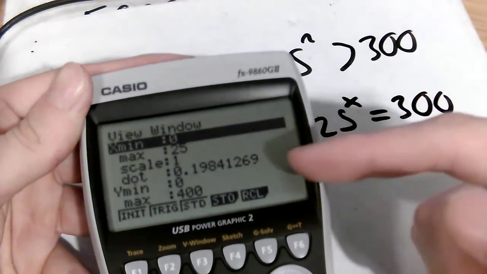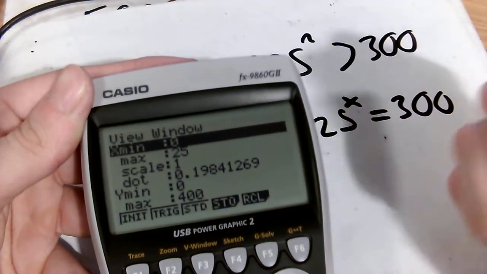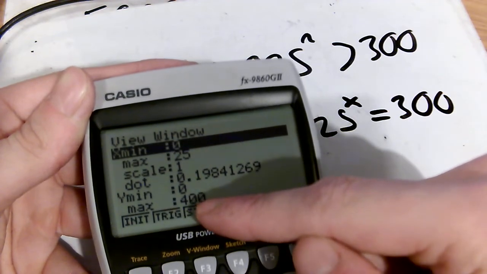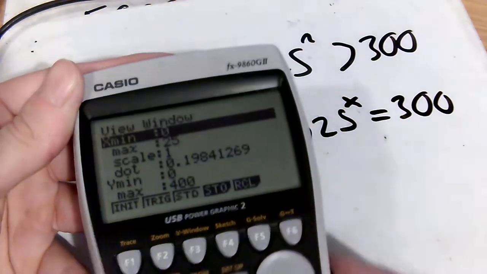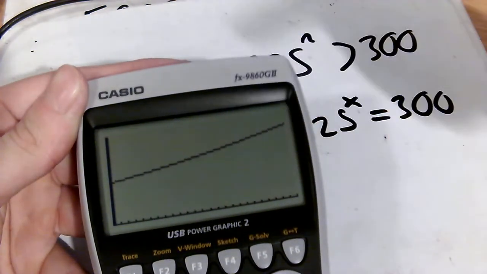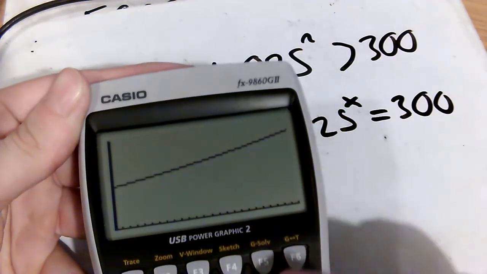So we don't need anything below 0 on the x. I've gone 25 on the x for the max. For the y, there's no point going below 0, and we're going to go for max 400 because we're aiming for 300. So there's no point going much further than that. So that's my scale. I want to know what x value I'm going to get at the point at which the output, the y, is going to be 300.